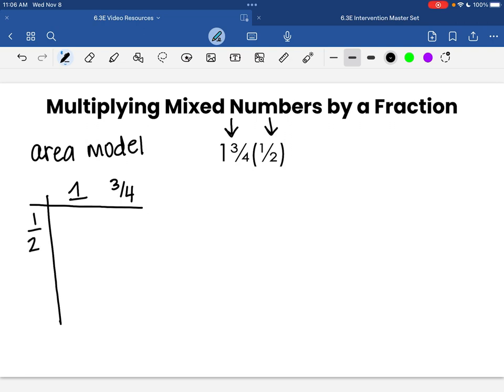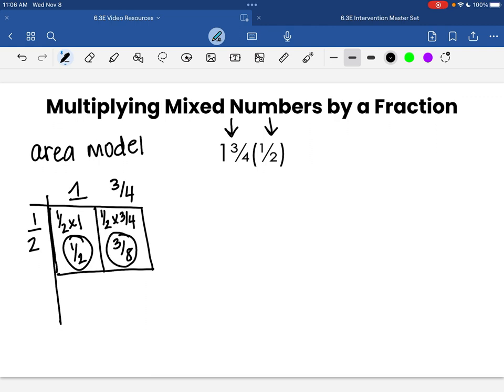So when I'm looking at this area model, I've actually got two different spaces on the inside. I've got this first space, which is half of 1, or 1/2 times 1. And I know that that just gives me 1/2. The second box is going to be 1/2 times 3/4. And I know that since that's a fraction times a fraction, I'll just multiply straight across and get 3/8.